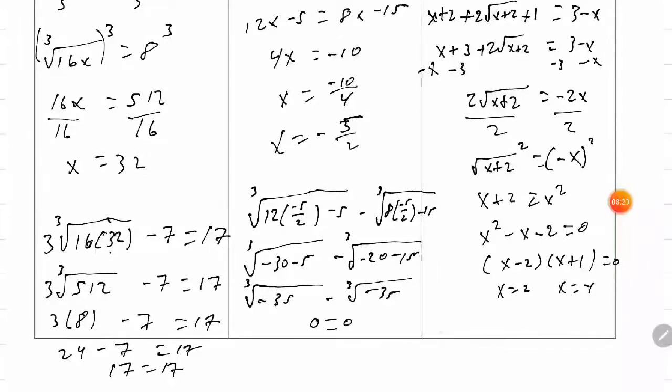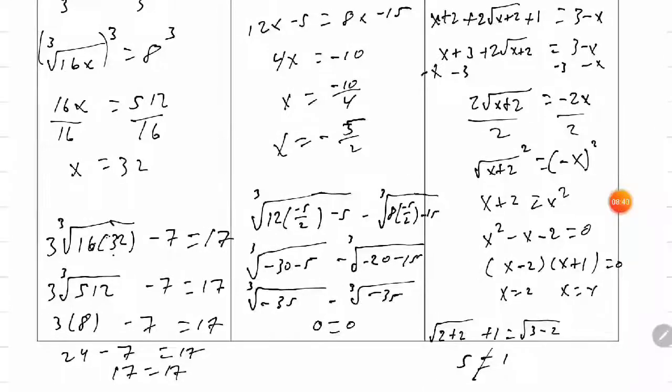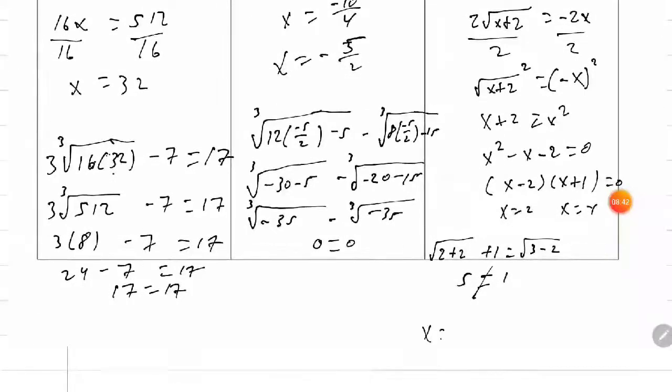First, I'm going to start off with 2. So we have the square root of 2 plus 2 plus 1. Does that equal the square root of 3 minus 2? No, it does not, because we're going to get square root of 4 here, plus 1 is 5. Does 5 equal the square root of 1, which is 1? No, it doesn't. So x equals 2 is extraneous.